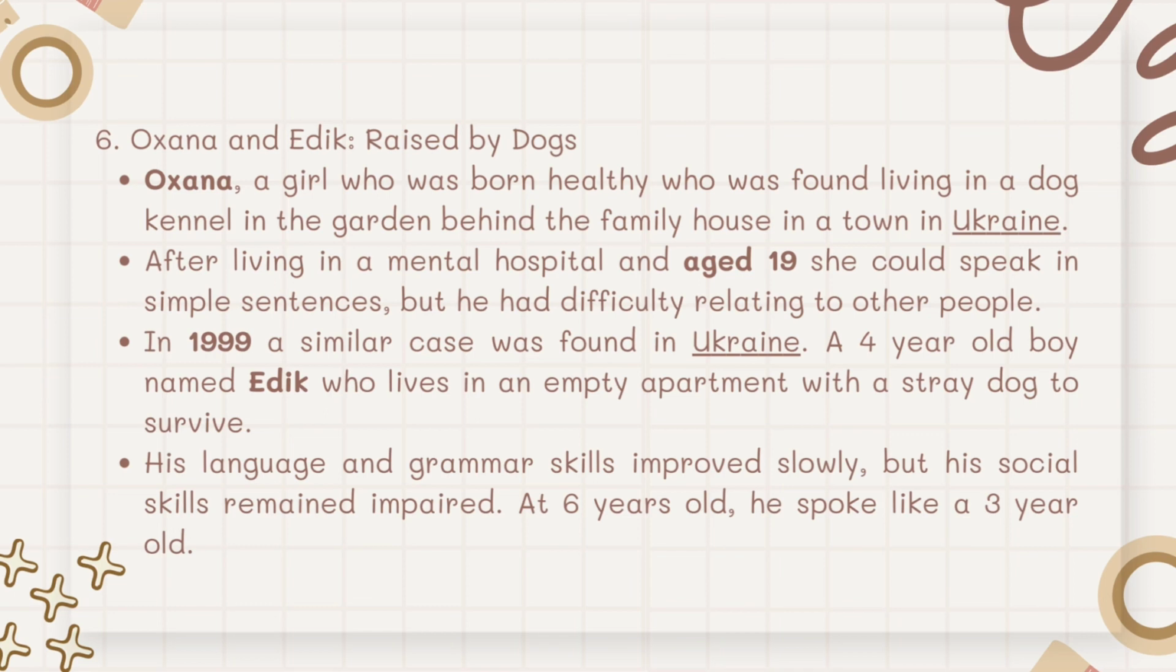to other people. In 1999, a similar case was found in Ukraine. A 4-year-old boy named Edik lived in an empty apartment with a stray dog to survive. 2 years after his discovery, Edik is living in an orphanage. His language and grammar skills improved slowly, but his social skill remained impaired. At 6 years old, he spoke like a 3-year-old.